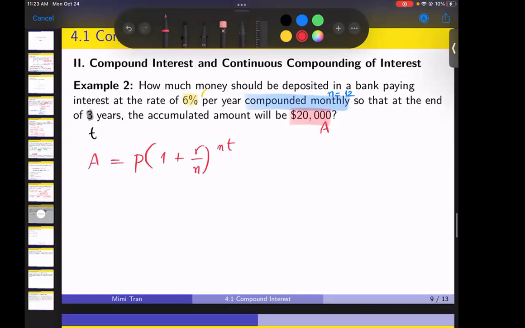A is 20,000. P is what we're looking for. 1 plus R is 0.06. N is 12, to the 12 times 3. Why don't you compute that? Solve for P. It's not hard.